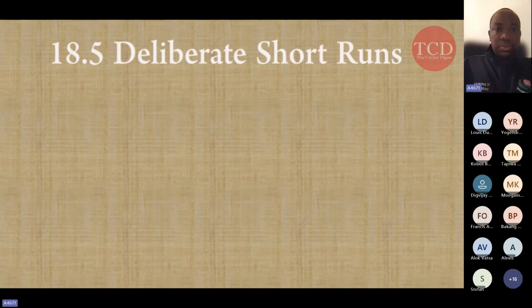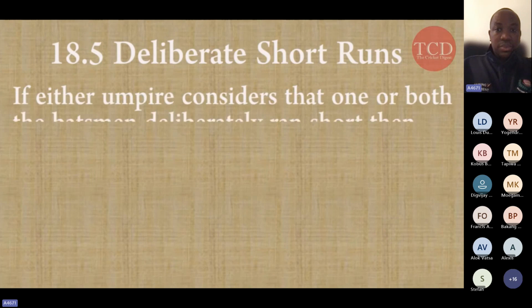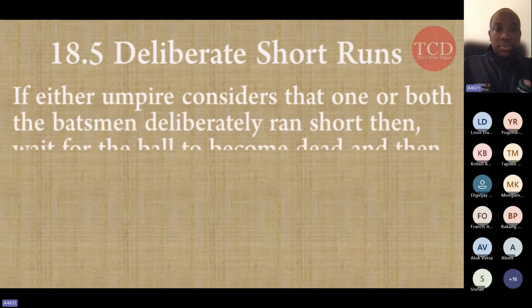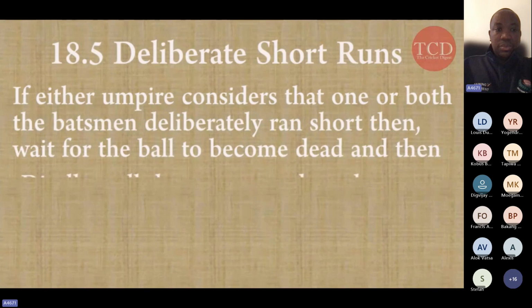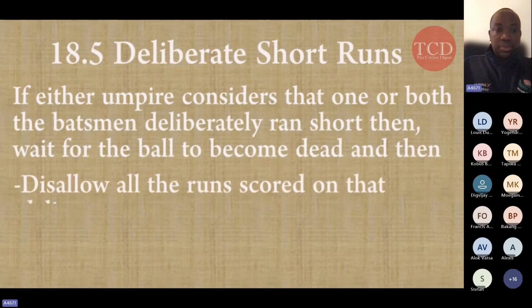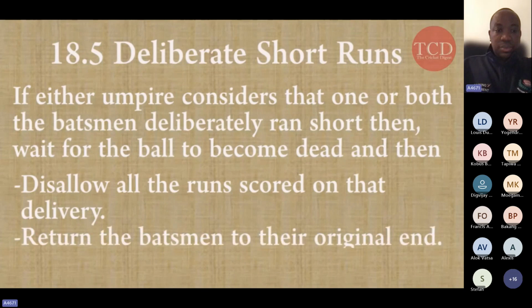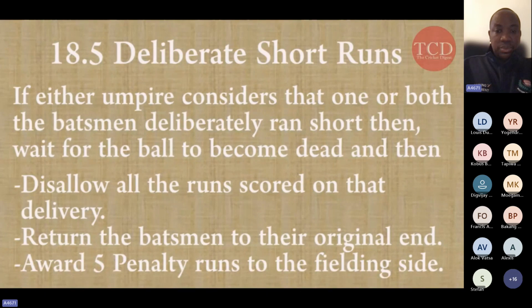Cricket law states that if either umpire considers that one or both the batsmen deliberately ran short, then wait for the ball to become dead and further disallow all the runs scored on that delivery, return the batsmen to their original end, and award 5 penalty runs to the fielding side.